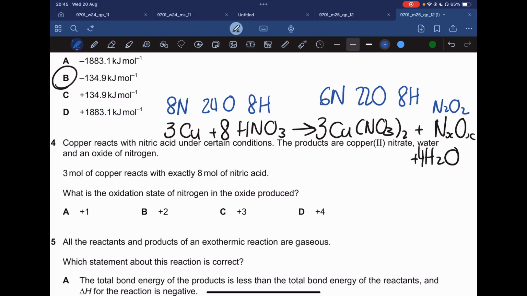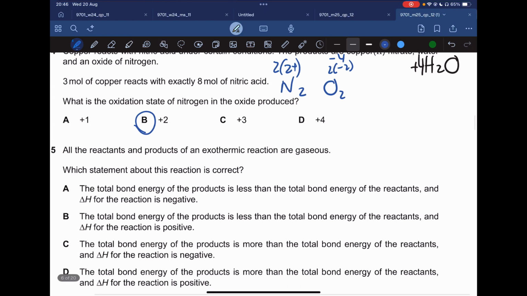So the oxidation state of the nitrogen in the oxide present: remember this is 2 times -2, so it's -4, and we're saying that there are 2 of these, so this has to be 2 plus. Okay, 2 times 2 plus, so that it balances out.